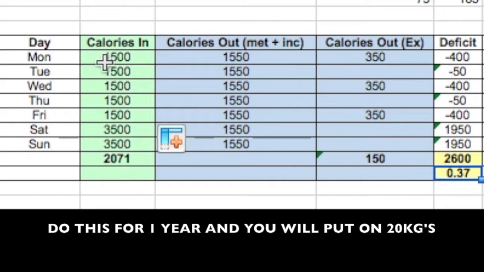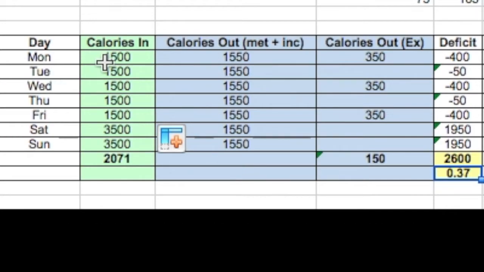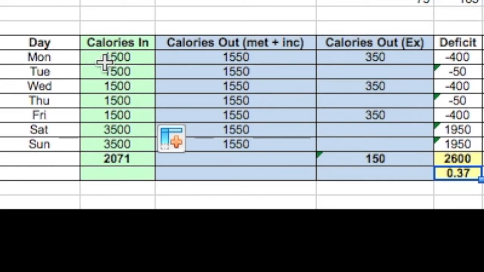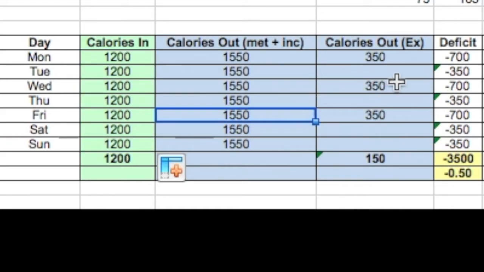Weight loss is not an easy process. It requires consistency. That is what it's all about. If you do it for a week or two, like we did before with 1,200 calories every day, that's not sustainable for very long. You've got to do it consistently. Now, let me show you how we do it consistently. Let's go back to 1,200 calories through our calories in every day. Back to our half a kilo a week, right?